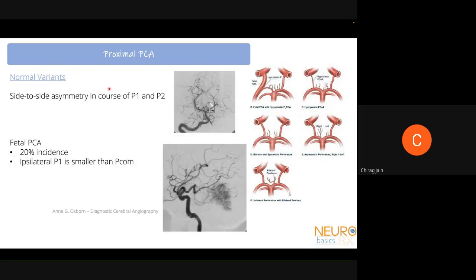Okay, so what are some of the normal variants associated with these arteries? There can be a side-to-side asymmetry where one P1 is larger and the other P1 is smaller. Also, one of the most common and important variants is the fetal PCA. This fetal PCA has about a 20% incidence. Here, the ipsilateral P1 will be smaller than the PCOM because the PCA is being supplied entirely by the ICA through the PCOM. As we can see here, this PCOM is quite large and it is supplying the PCA predominantly.